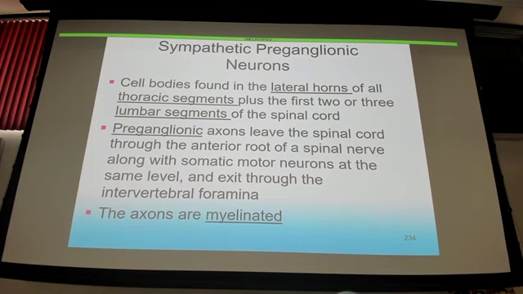Back to what we talked about yesterday, or maybe 3 lumbar segments. We'll go with 2 then. So that means the preganglionic axons of those cell bodies are going to leave the spinal cord.